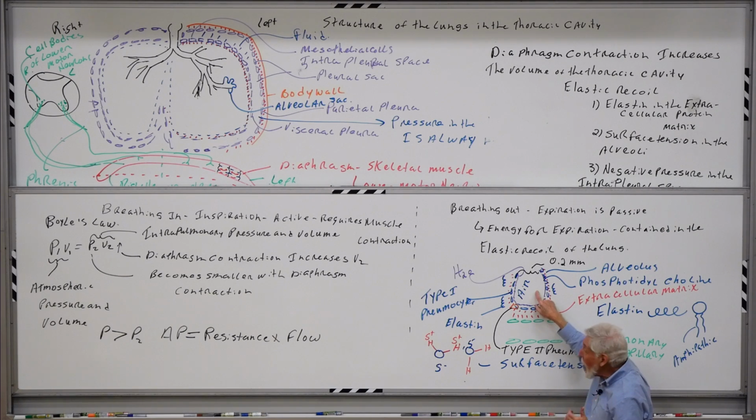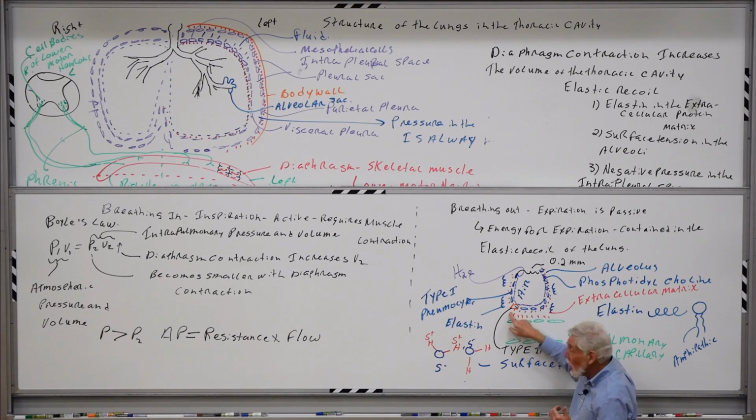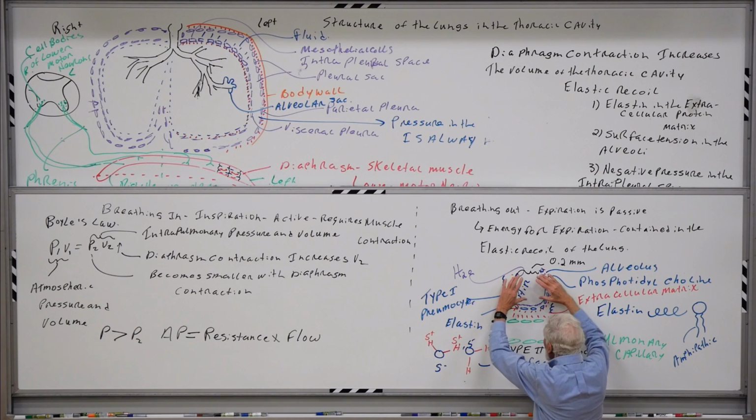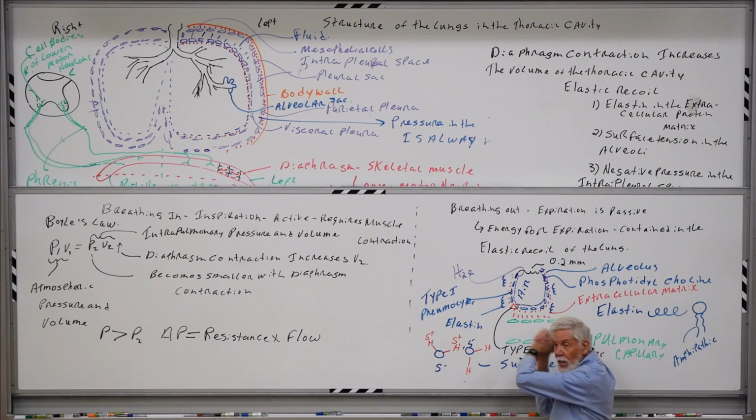So one of the things that happens just before birth is we call on these type 2 pneumocytes to generate a kind of detergent, the phosphatidylcholine, that breaks up the surface tension. And that now prevents these walls from collapsing one onto the other.